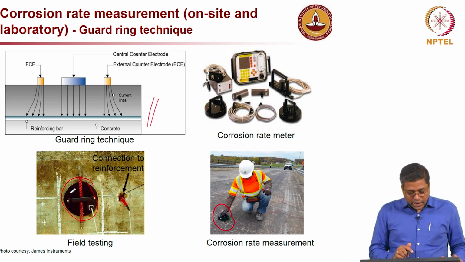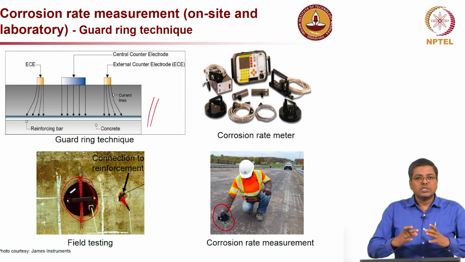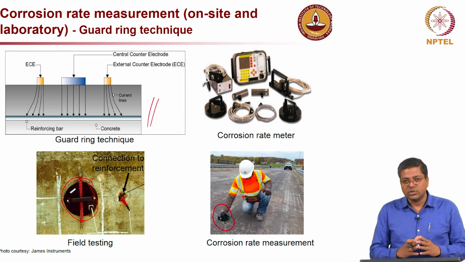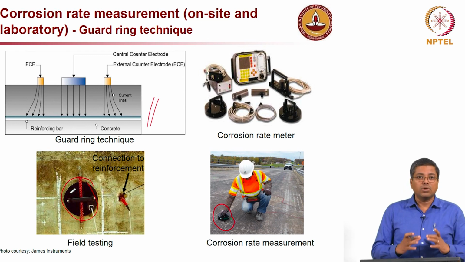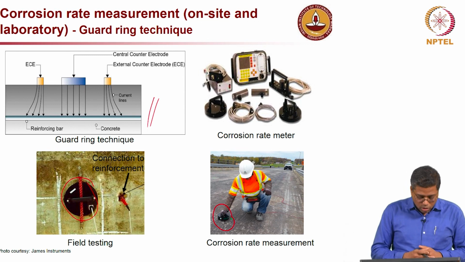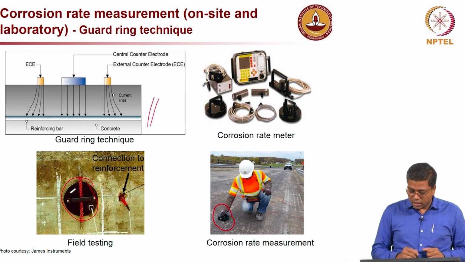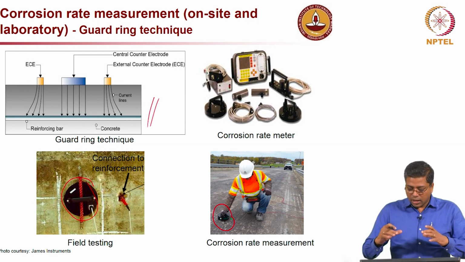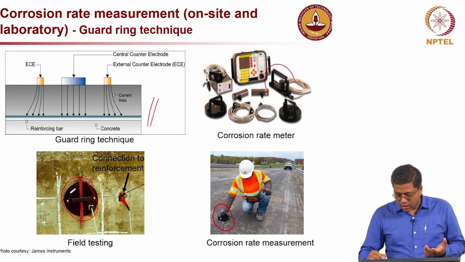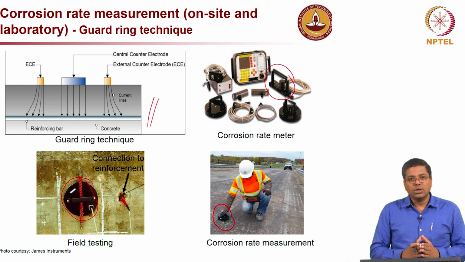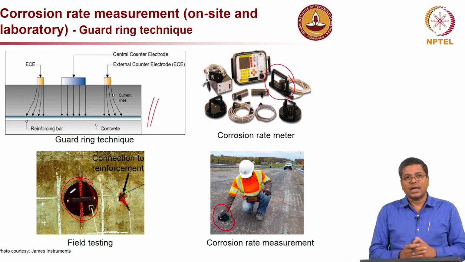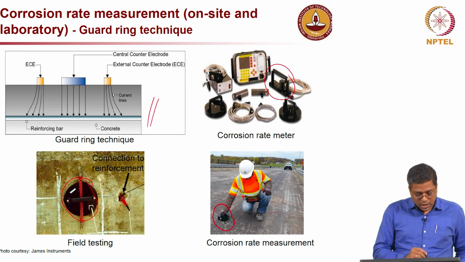Anyway, the idea is you confine a small region of the reinforced concrete system, that is the region just below this circular electrode. There are also rectangular electrodes, but the point is that you confine just the area below the electrode and take the measurement only in that region. So, that is the guard ring technology.